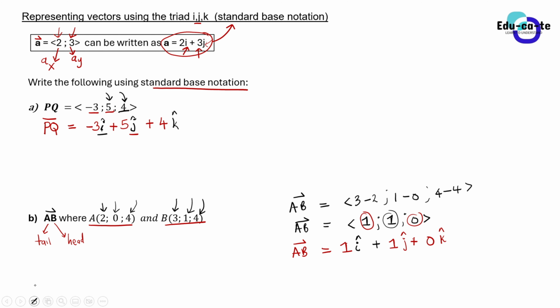To simplify this, we can rewrite vector AB in its standard notation as i plus j. You don't have to write the 1 again, and here you can see we've got 0k. It just means that this vector is not on the z-axis. This is actually not 3-dimensional motion; it is along only 2 dimensions. So the vector AB will be given by i plus j. That's its standard base notation.